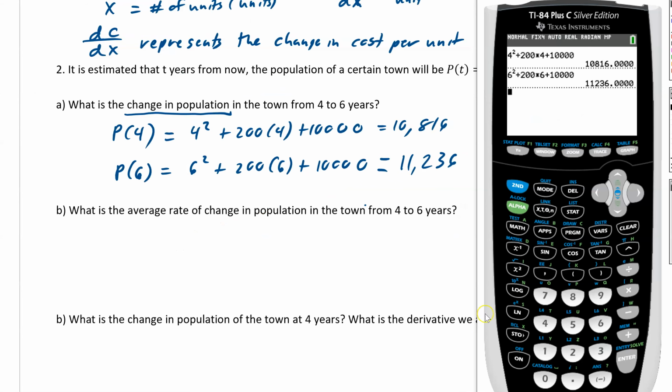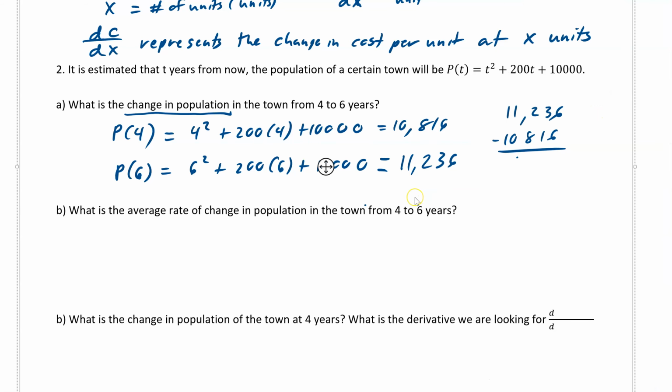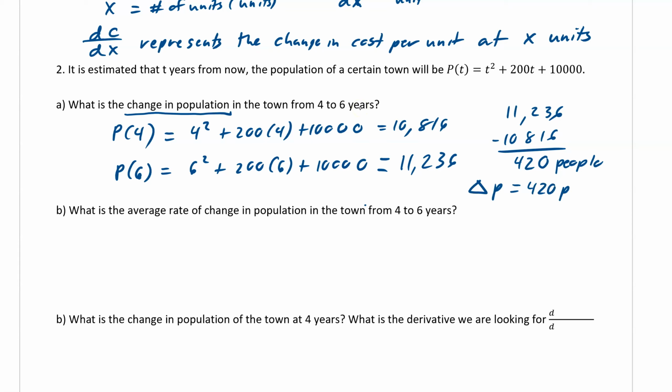So this will work now. Okay, so we take that one, subtract that one, hit enter, and we get 420. So 420. And it doesn't say that there's thousands of people, but it's just people. And so what this represents is literally the change in P. 420 people. It's our numerator when we're talking about a rate.